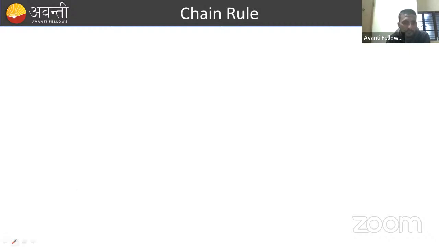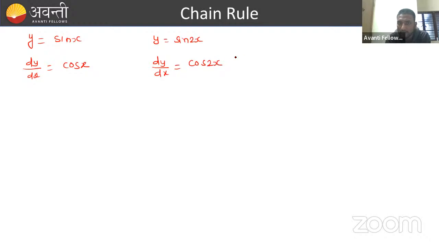So what is chain rule? Suppose I have one function, y equals sine x, and we have to find dy by dx. We know the formula, I can write cos x. But suppose we have y equals sine 2x. So what will I do? If I write dy by dx, and you don't know the chain rule, you can simply write cos 2x, but it is wrong. And what is the correct answer? It is 2 into cos 2x.